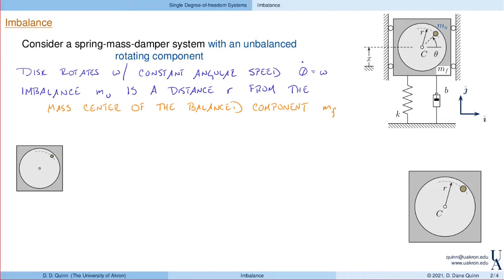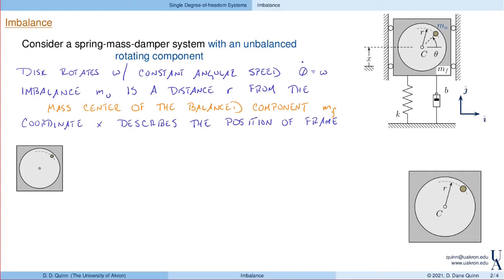So a little bit about the coordinates that we'll use. The theta is the angle of the disk, and then we assume that x is our coordinate that describes the displacement of the frame, or the position of the frame with respect to the ground. And likewise, it also describes the displacement of the spring and the damper.